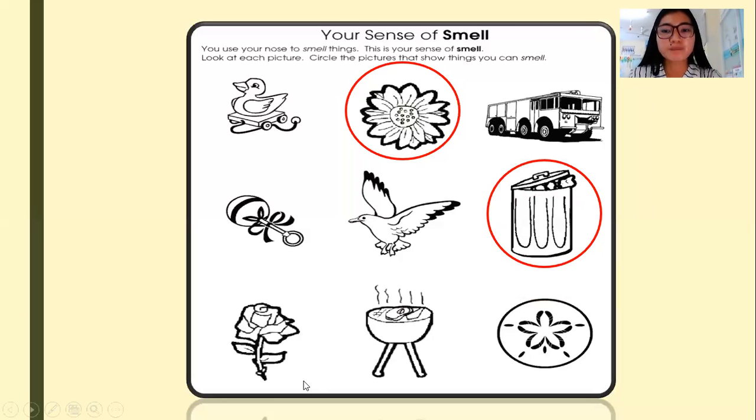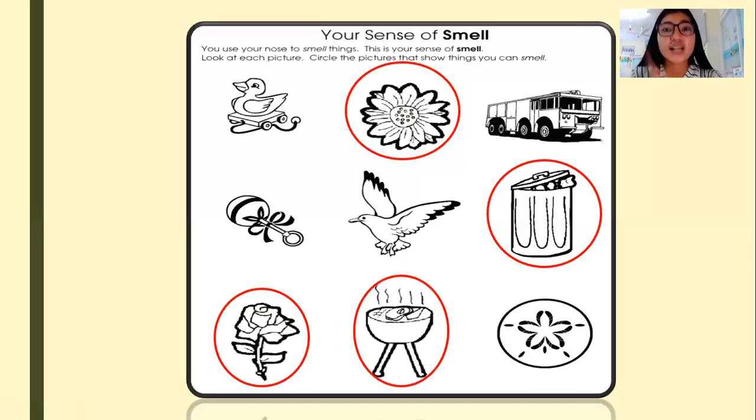Okay, next one. We have here a rose flower, a grilled meat, and a slice of kiwi. Which of the pictures do you need to use your sense of smell for? All right, so we have the rose flower and the smell of the grilled meat, okay? So in this worksheet, class, we have the flower, garbage, grilled meat, and the rose that we use our nose to smell. Okay, so next page.